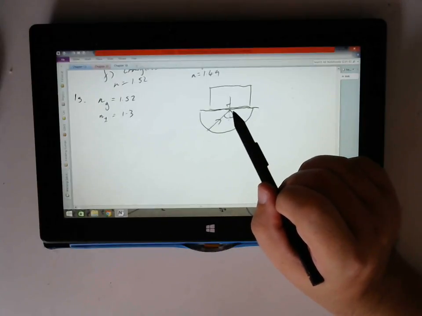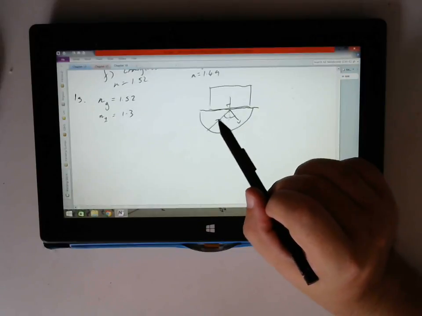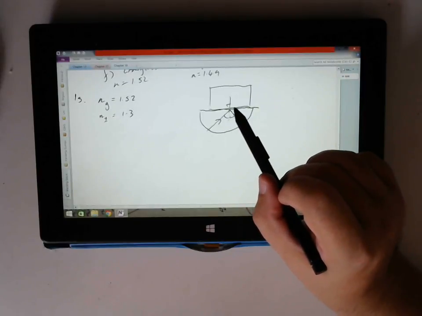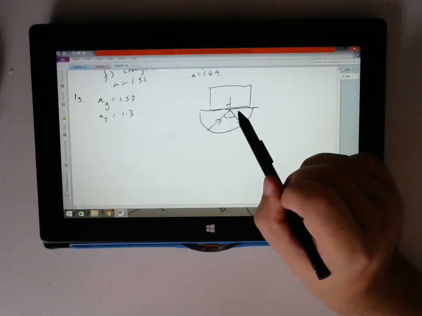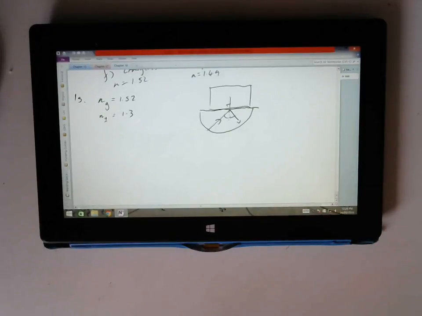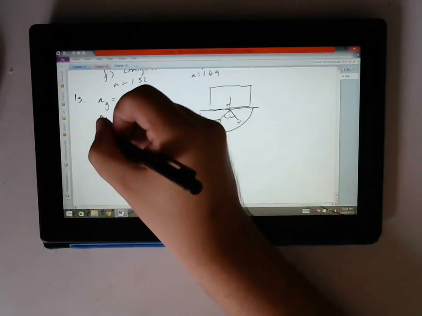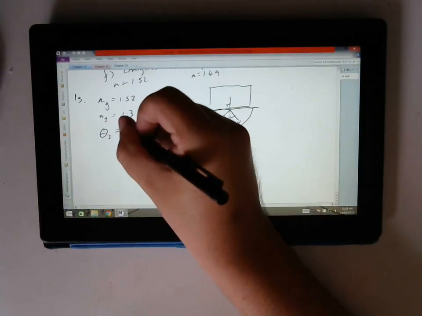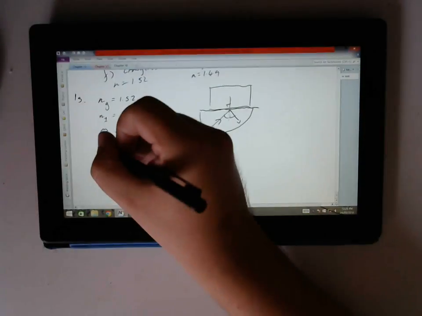So, what we really want to know then is what angle do we need to shine this in at so that the refracted angle goes off at 90 degrees, because then just a little bit past that will make it totally internal reflect. Okay, so let's let theta 2 equal 90 degrees, and we want to know, well, what is theta 1?